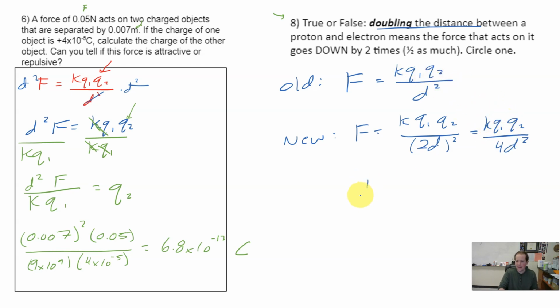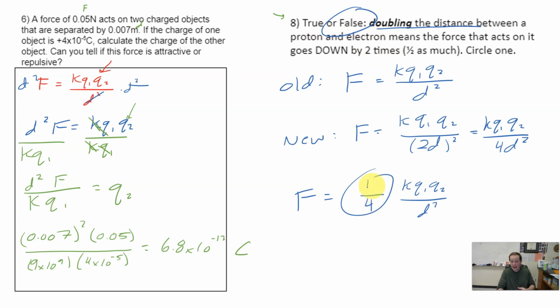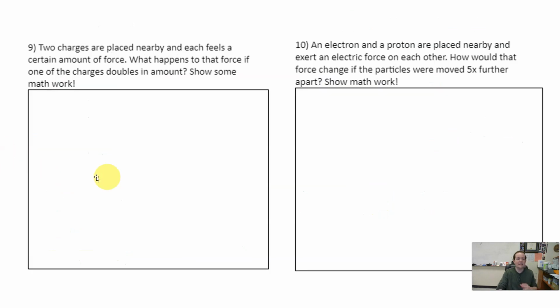What's the difference? I have this 1 over 4 times K Q1 Q2 over D squared. Excuse me, I yawned in my video. So the distance, or I should say the force, has changed by 1/4. Oh, this is incorrect. It has gone down, right? It's in the denominator. It's gotten smaller, it's gone down by 1/4. That's a tough one. But that leads into question 9.